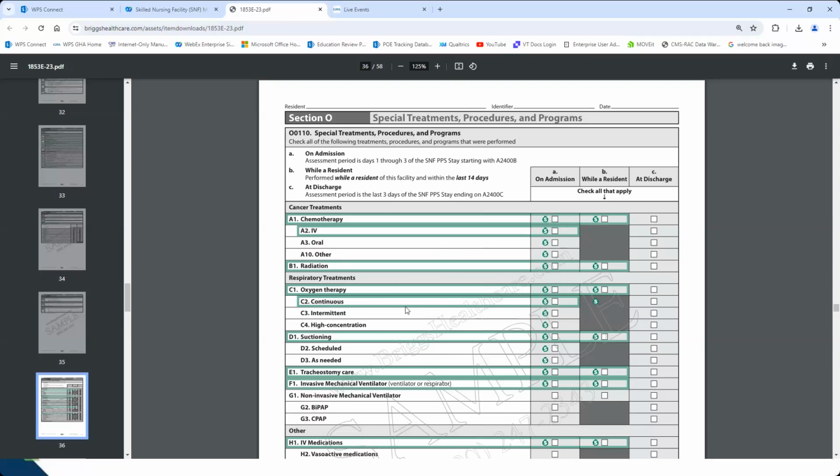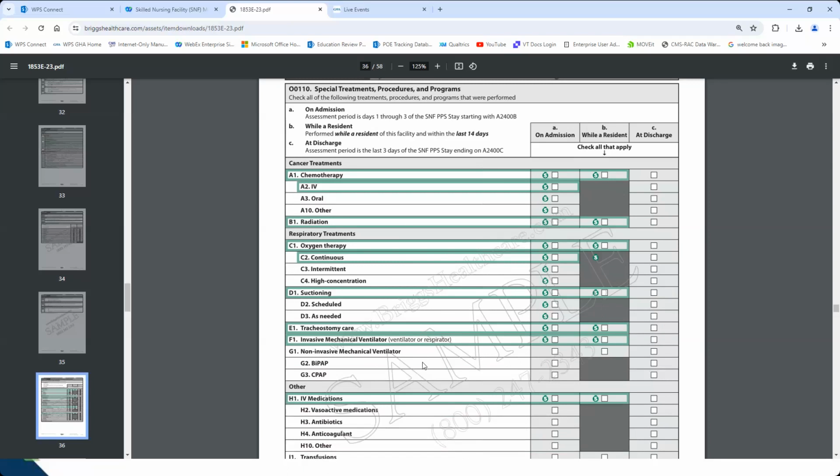As we scroll down through section O0110, which is this one that we're on right now, you're going to notice all these different things that affect drivers and payment and PDPM. So chemo, IV chemo, radiation. We have oxygen, especially continuous oxygen. Some are on admission and while a resident, others are just on admission.